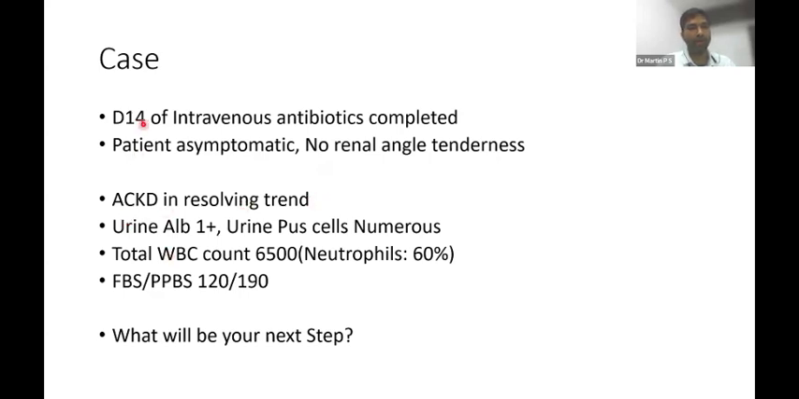This is day 14 and a urine routine was done. The urine routine shows an albumin of 1+. Urine pus cells were numerous. Her total count on this day was 6,500. She was afebrile. Neutrophils were only 60%. Blood sugars are well controlled. So what will be your next step? A very common scenario that we see when we follow up pyelonephritis patients.